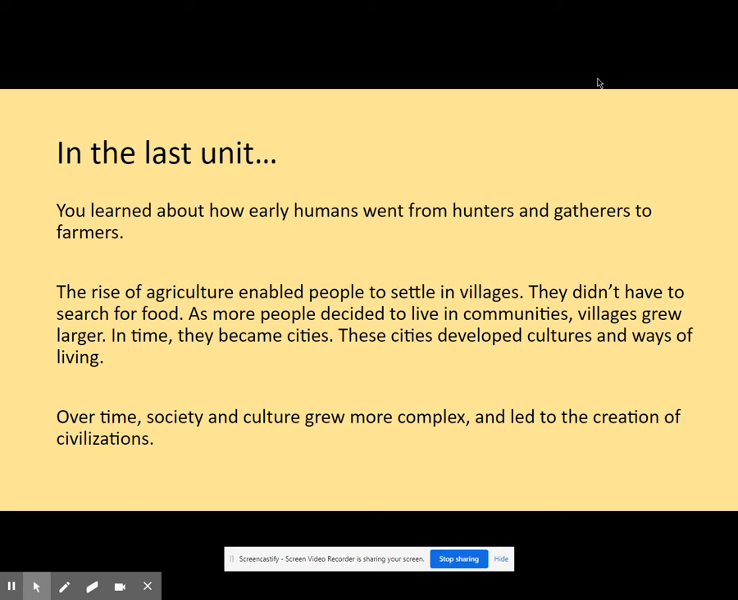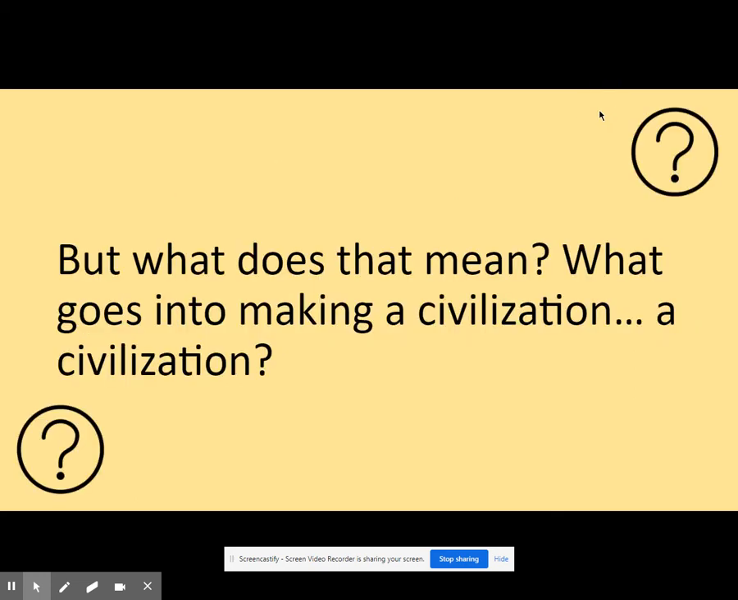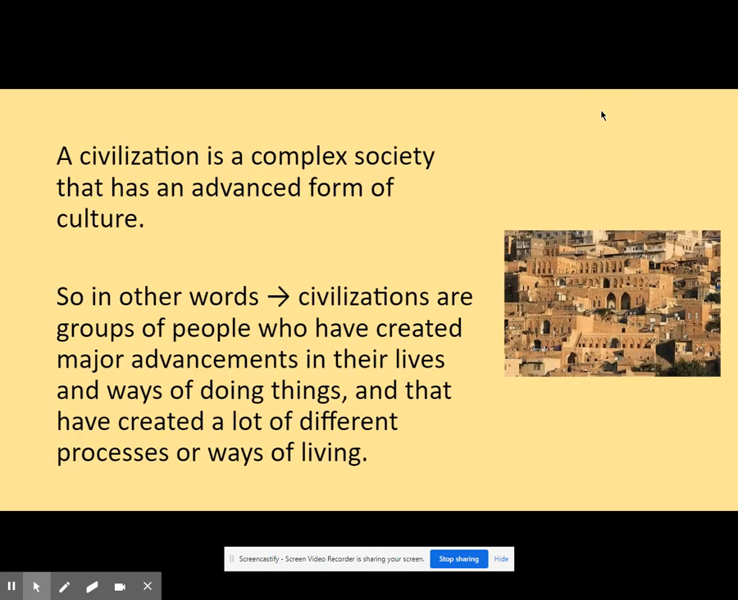And as more people are starting to live in these communities, these villages are going to grow and grow, and they're eventually going to become cities. And these cities are going to start to develop new cultures and ways of living. So over time, we're going to start to see how society and culture is going to grow more complex and how it's going to lead to the creation of civilizations. But what does that mean? What goes into making a civilization a civilization?